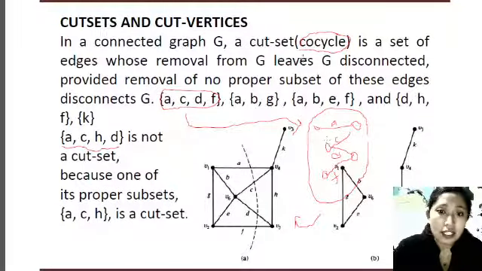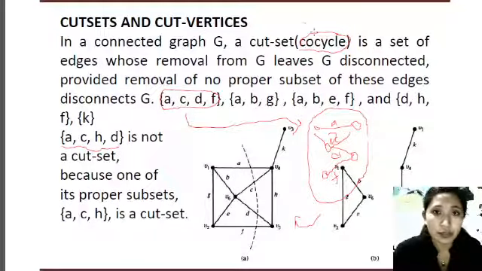Now, the cut set is also called a cocycle because if you add at least one edge to the graph that you have formed using the cut set edges, then you will get a cycle. That is, in this graph, if you add one extra edge, which you can add anywhere, you get a cycle. So cocycle means it is just about to be a cycle. Adding one edge, it will become a cycle. So that is called a cocycle.